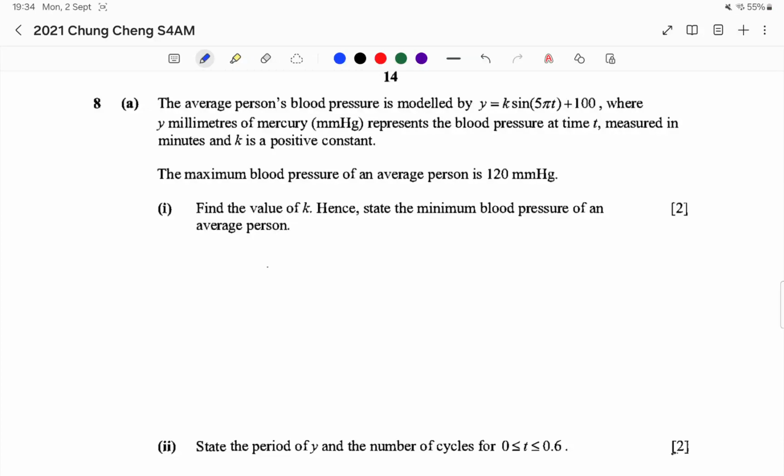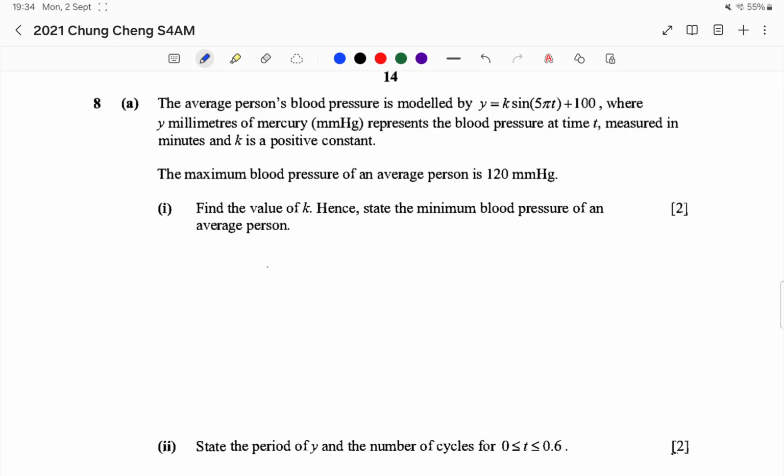Okay, hi everyone. So today we'll be looking at this very interesting question from Chung Cheng. It's a Sec 4 A Math question. Maybe some of you Sec 3s will have learned this already. It's a question on Trigo graphs, but they use application. So it will seem quite intimidating, but if you are clear with your fundamentals, this question is actually not as difficult as it looks.